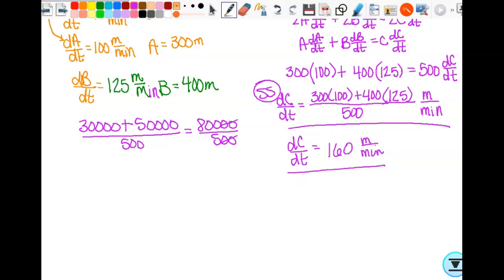What questions you got? We good? Drawing the pictures can help, especially if you got 2 trains doing something, you need a picture. Okay. Well, good? Okie dokie.